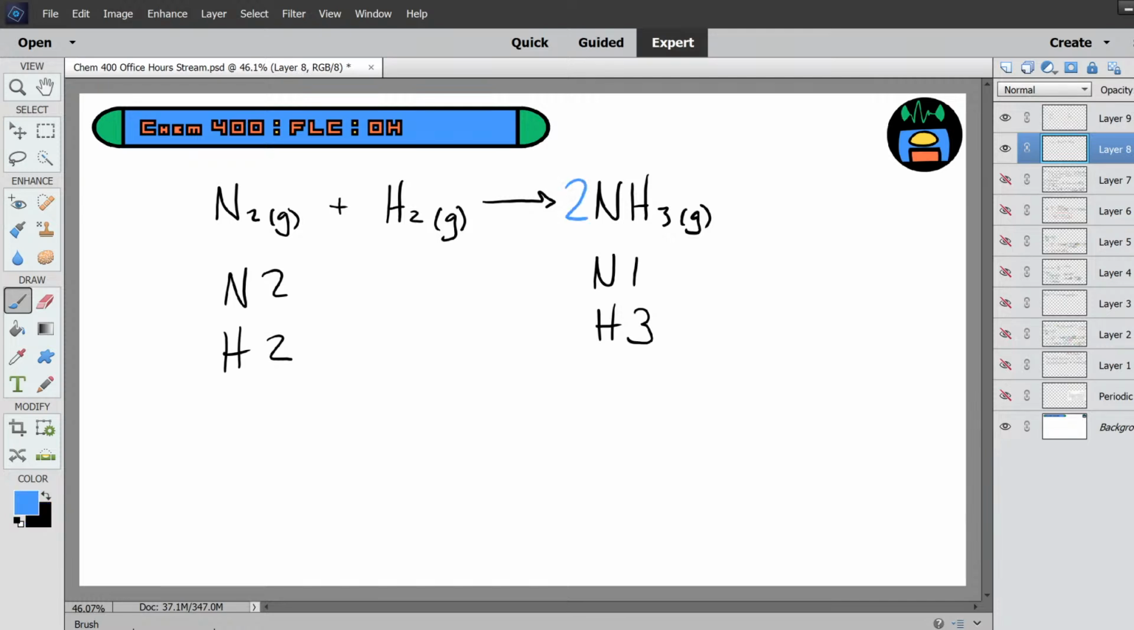So we need to multiply ammonia by 2, right, to balance out our nitrogen. So we have now 2 nitrogen on the product side and 6 hydrogen. To balance out hydrogen, we need to come back to the reactant side and multiply H2 by 3. And this gives us our balanced chemical equation. All right, so that is part A.